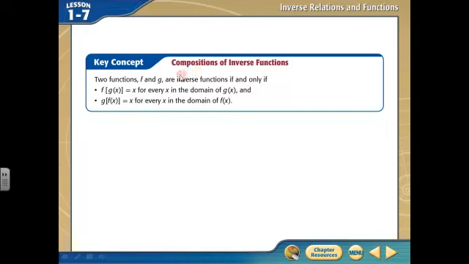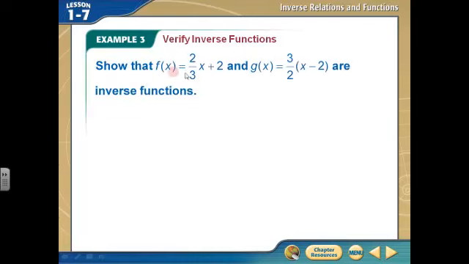Compositions of inverse functions. Now we're going to start using this idea that we learned about in the last lesson about compositions. Because it says two functions f and g are inverses if and only if f of g of x equals x and g of f of x equals x. Let's see what that means. So we're going to verify that these two are inverses of each other. So we're going to start with f of g of x. That means I take this and put it in place of x.